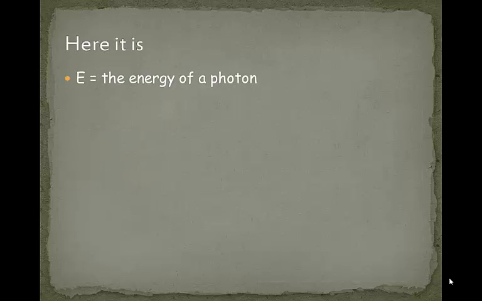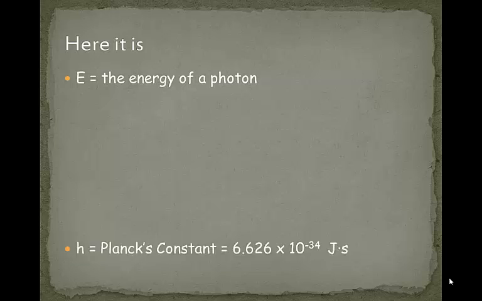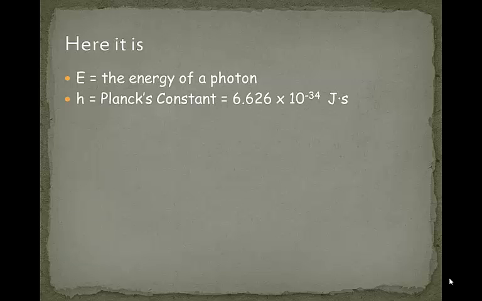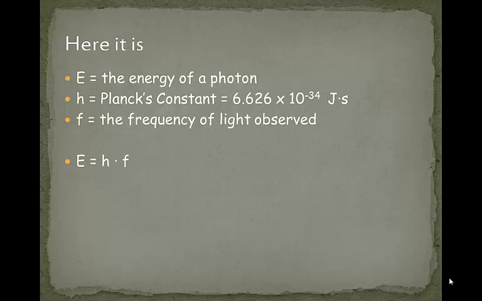So here's the equation he gave us. He took that the energy of a photon, E, is equal to Planck's constant, h, which is 6.626 times 10 to the minus 34th joule seconds, times the frequency of light observed, f. And you'll recall this frequency is the same one given to you in your wave equation from the last podcast. Putting that all together, he came up with the equation E equals h times f, or the energy of a photon equals Planck's constant times the frequency of light observed.